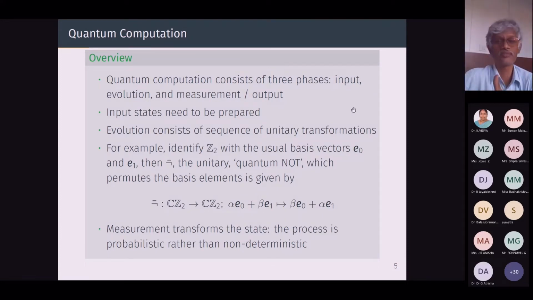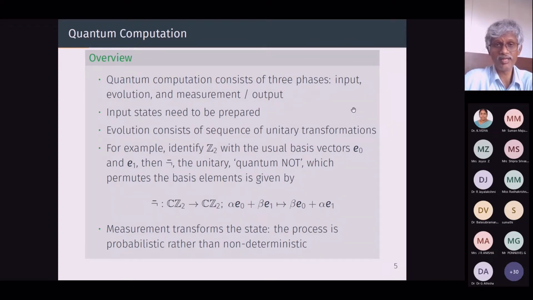Evolution consists of a sequence of unitary transformations. Again, this unitary business I will come to later, but at the top level, we have a vector space. A unitary transformation is first of all a linear transformation. You can think of it as a matrix which is mapping V to itself with some specific properties. So evolution consists of a sequence of unitary transformations. These are not just any transformation, but they need to be unitary. There is some logic behind it, we'll come to that later, but we will not dwell deeply into the whys and wherefores of this unitary business. OK, so for example, if you identify Z2 with the usual basis vectors e0 and e1, what is that?